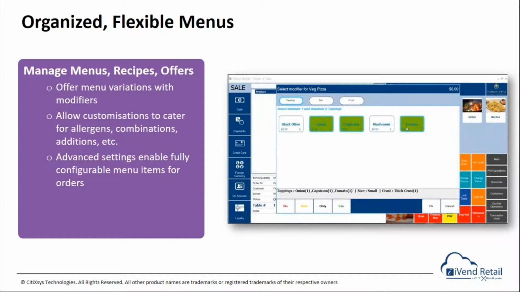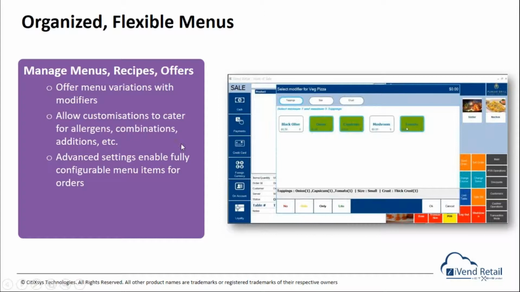Yeah, and what you can do is offer customers the options to customize their food order, such as for allergens, combinations and additions. Advanced settings allow users to configure the modifiers for their order items.